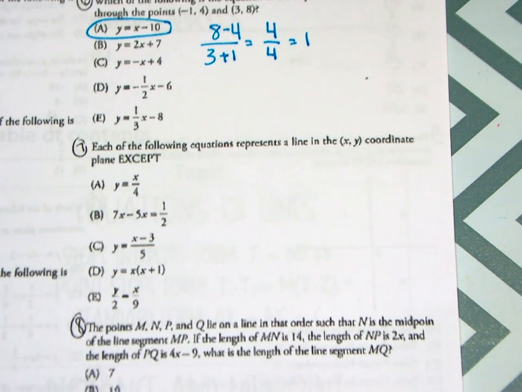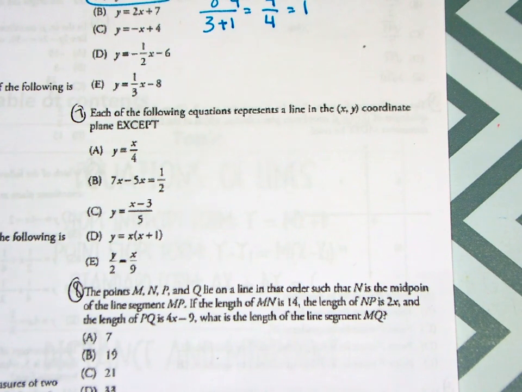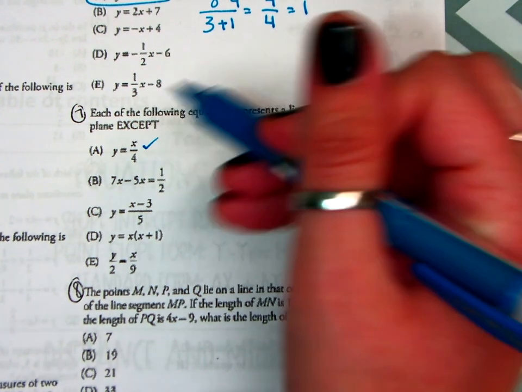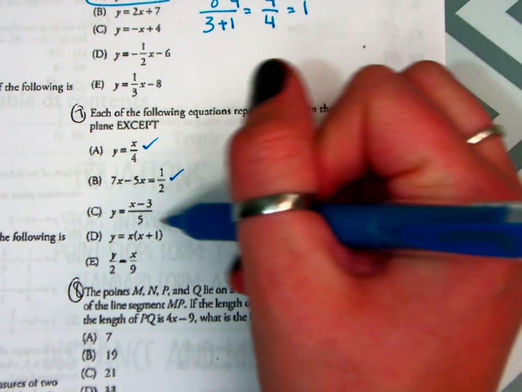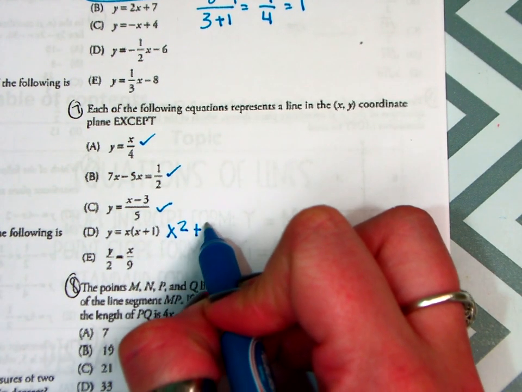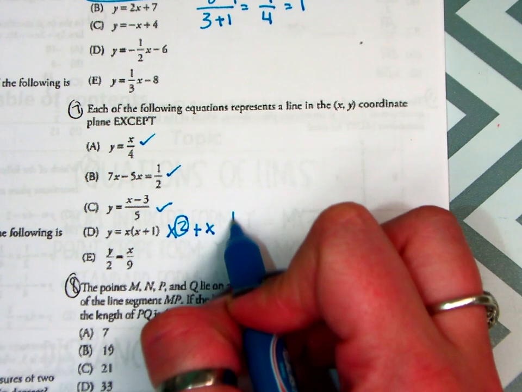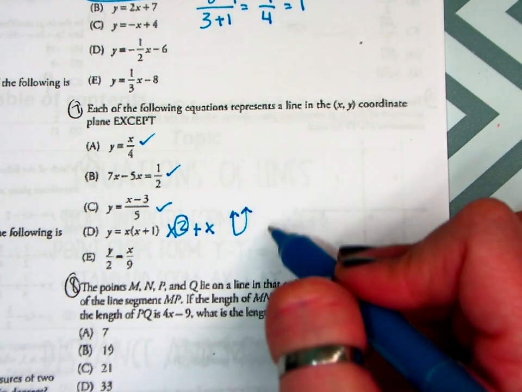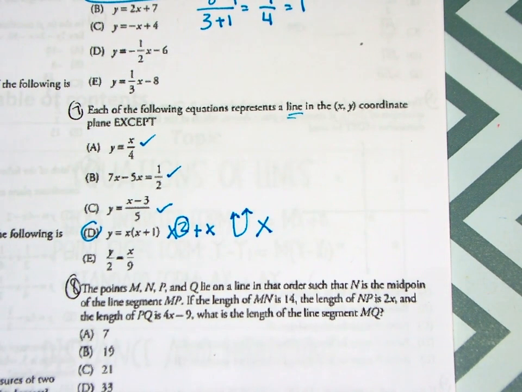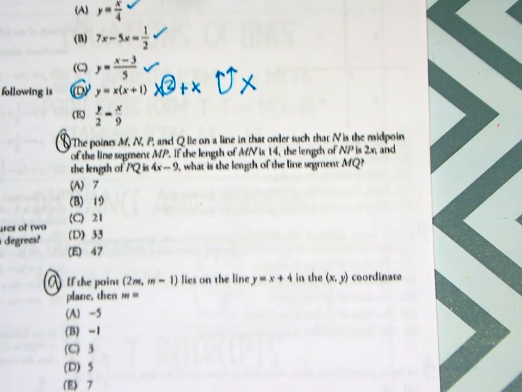Number 7, each of the following equations represents a line in the xy coordinate axis except blank. So we're looking for which one is not a line. Well, this has a power of 1 to x, so it is a line. A power of 1 to x, that's a line. This one, when I distribute, I get x squared plus x. The power of 2 makes it a parabola, which means that it is not a line. So it's option D. Remember, lines only have powers of 1.